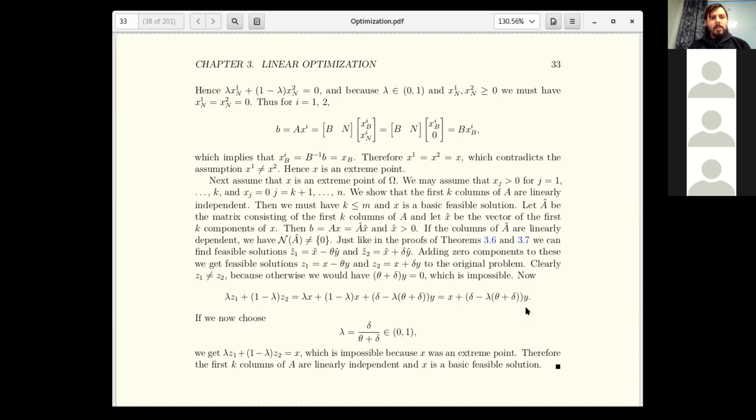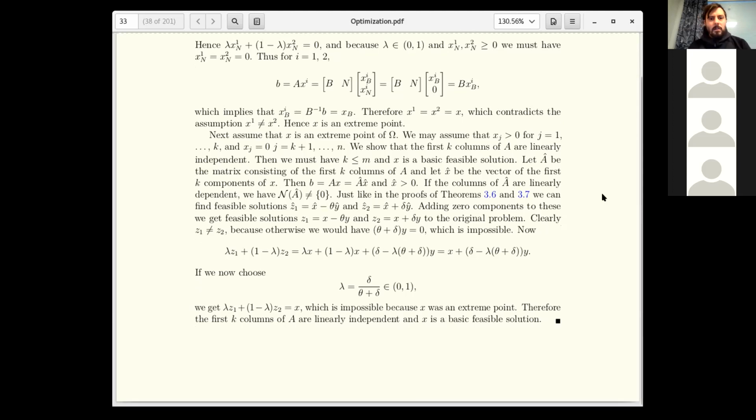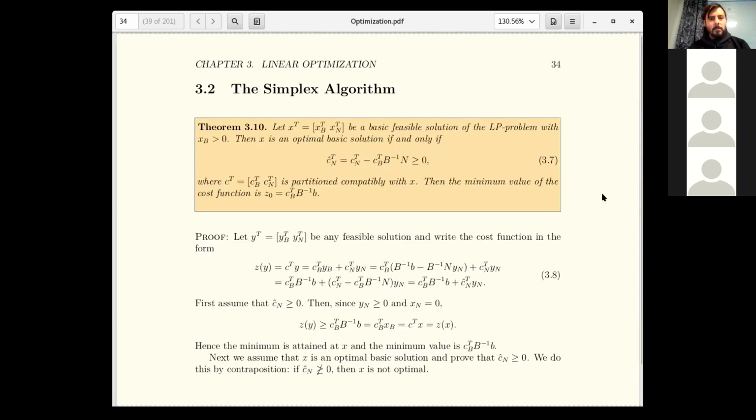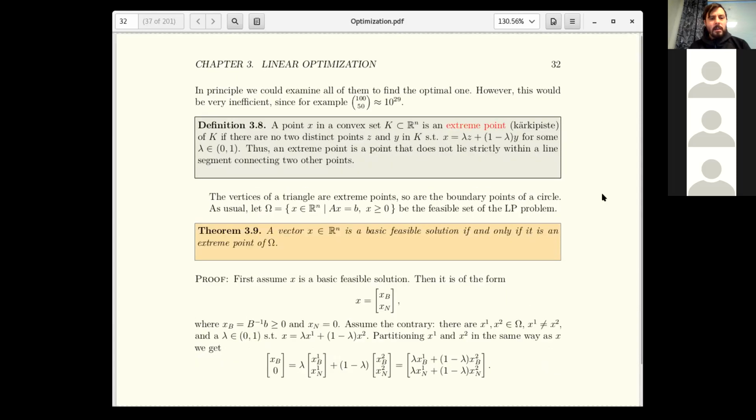I'm not going to go into detail about this proof, but it contains the proof that if it's an extreme point, then we can show that in fact it must be a basic solution. If it's extreme, then it's not a combination of two points, and if there is a way of making it a combination of two points, that means it's not a basic feasible solution. We don't need all of that much, but the point here is about the previous questions.